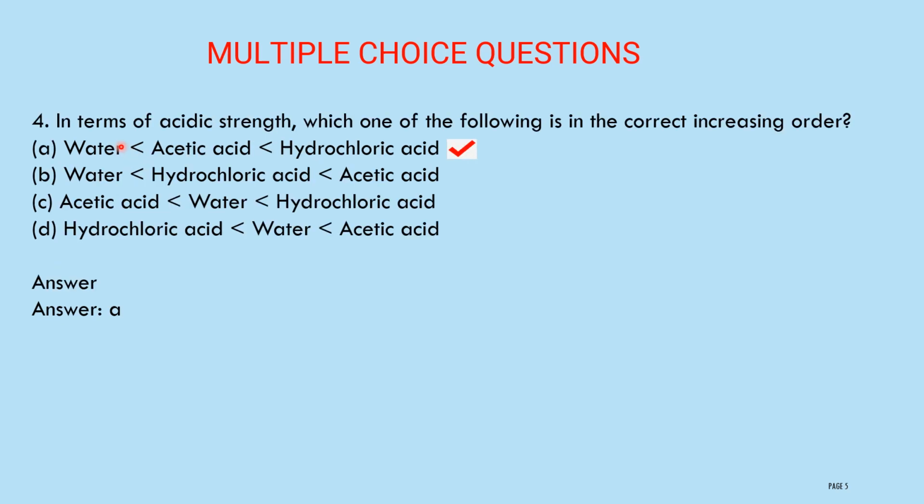Next question, in terms of acidic strength, which one of the following is in correct increasing order? Water is neutral. Then acetic acid is a weak acid. Then hydrochloric acid is a strong acid. Therefore, the correct sequence is option 1. Water is less acidic than acetic acid. Acetic acid is less acidic than hydrochloric acid. Therefore, the first option is the correct increasing order of their acidity.